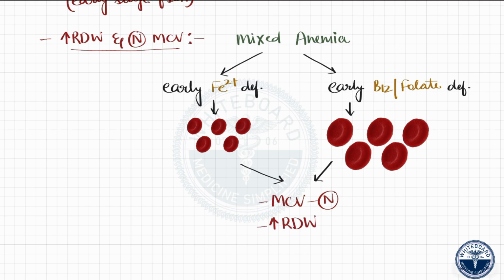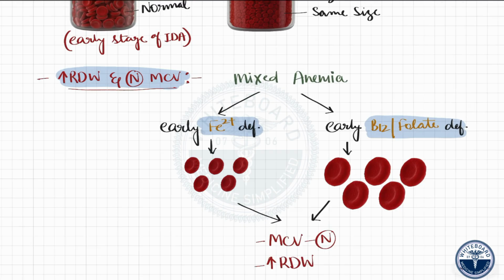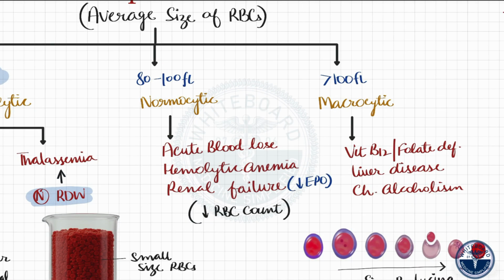So whenever you see a normal MCV with increased RDW, think of a condition like nutritional deficiency, where iron deficiency and vitamin B12 or folate deficiency are present together. And finally, increased RDW with increased MCV points toward macrocytic causes, such as vitamin B12 or folate deficiency, alcohol use disorder, and liver disease.